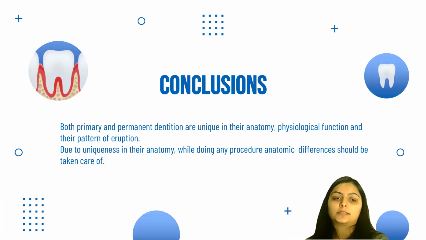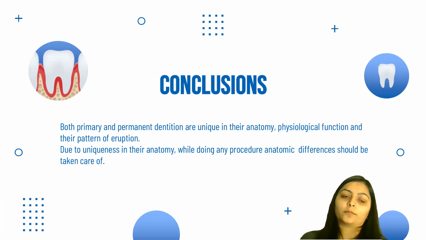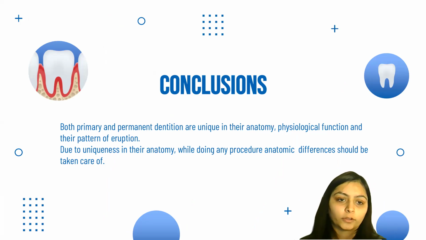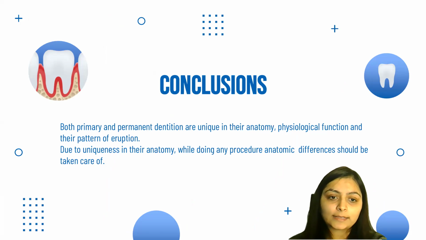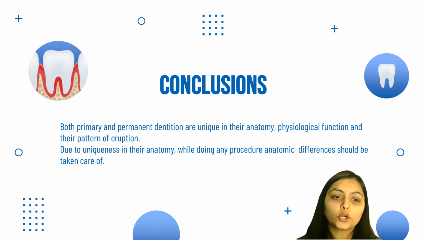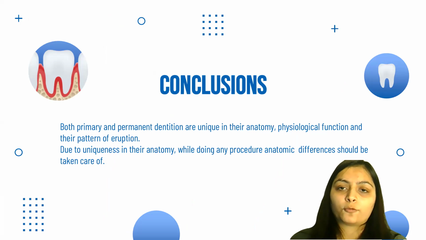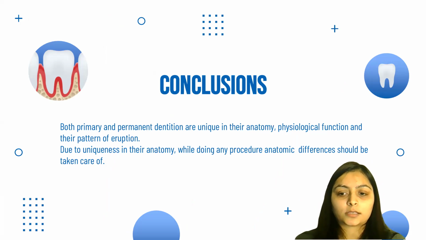After all this information I have given to you, I would like to conclude that both primary and permanent dentition are unique in their anatomy, physiologic function, and pattern of eruption. Due to the uniqueness in their anatomy, while doing any procedure, anatomic differences should be kept in your mind. It is very important if you want to do any successful treatment.